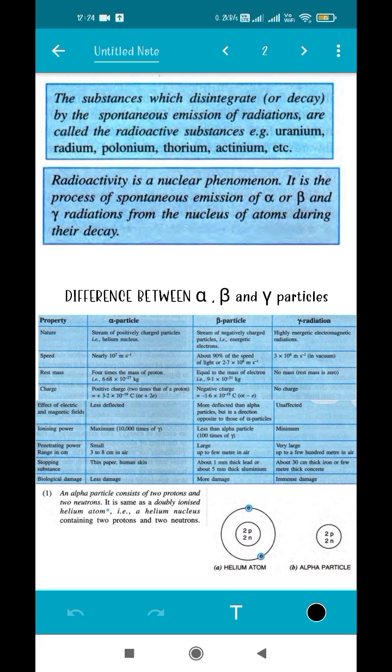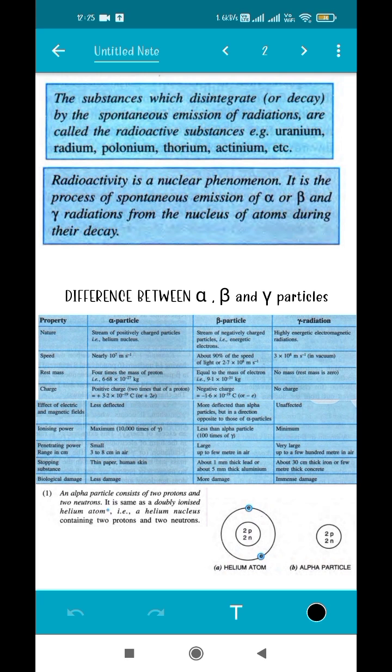So the mass of an alpha particle: as you can see, in an alpha particle there are 2 protons and 2 neutrons. Therefore, the total mass of the alpha particle is 4 into the mass of a proton, because we know that the mass of a proton and the mass of a neutron is almost the same. So there are 4 particles together, so 4 into the mass of the proton. For beta particles, since we know beta particles are electrons, they have a mass equal to that of the electron. Gamma radiation has no mass.